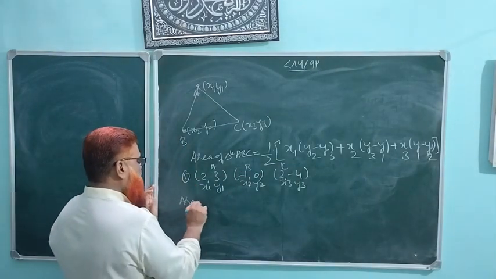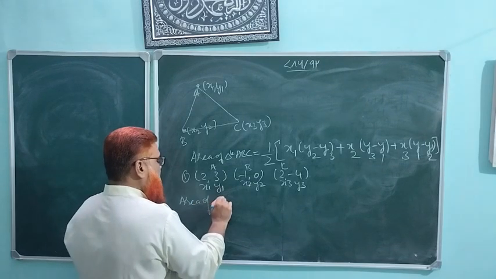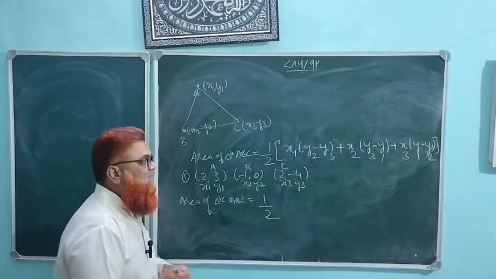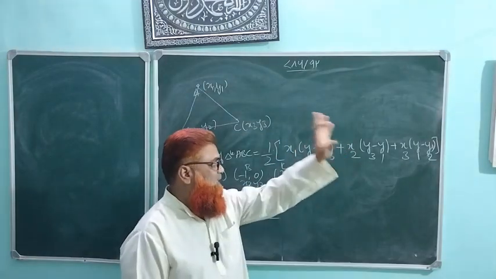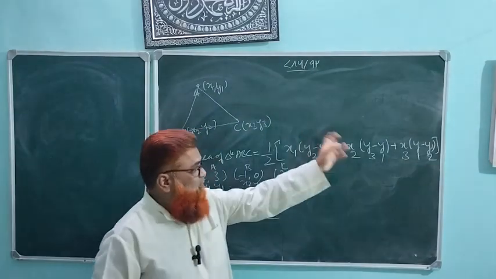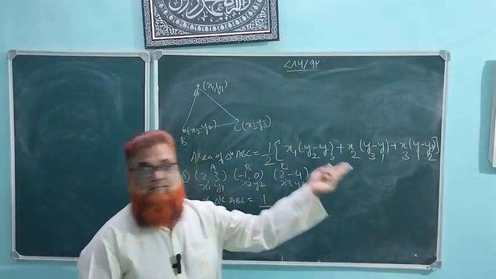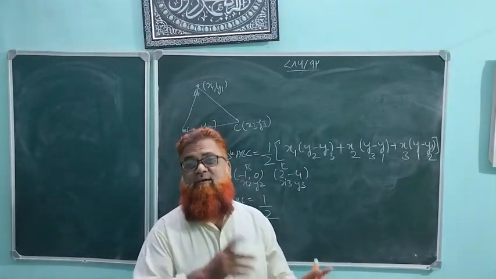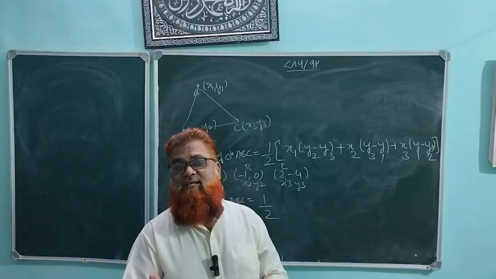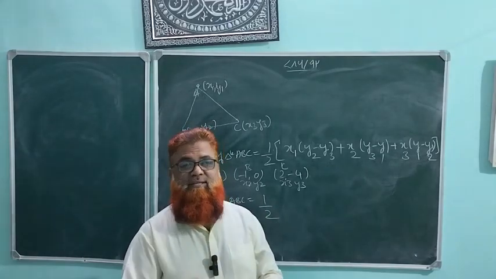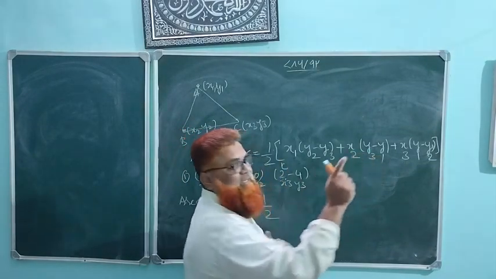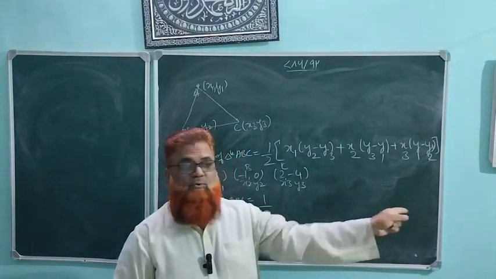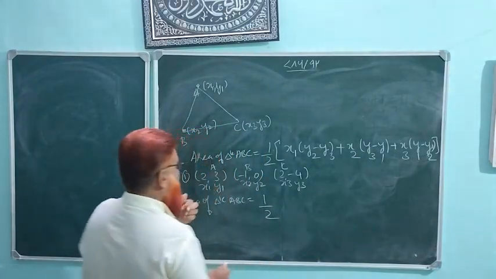So area of triangle ABC is equal to half into, as you know the formula, x1 into (y2 minus y3) plus x2 into (y3 minus y1) plus x3 into (y1 minus y2). What I told you? I told you to write first term x bracket y minus y, second x into y minus y and x into y minus y, and you have to write 1, 2, 3, 2, 3, 1, 3, 1, 2. Alright.